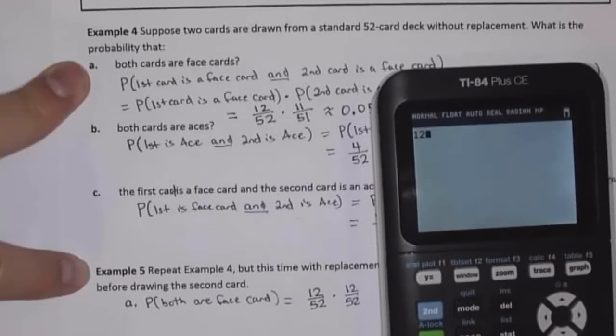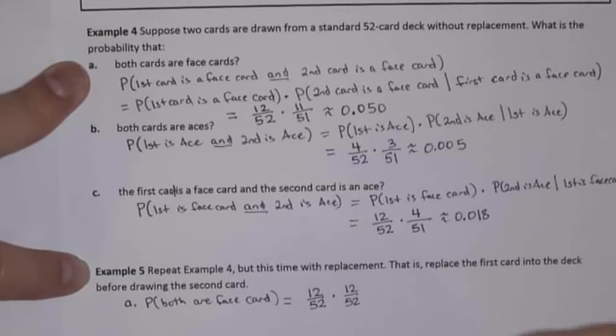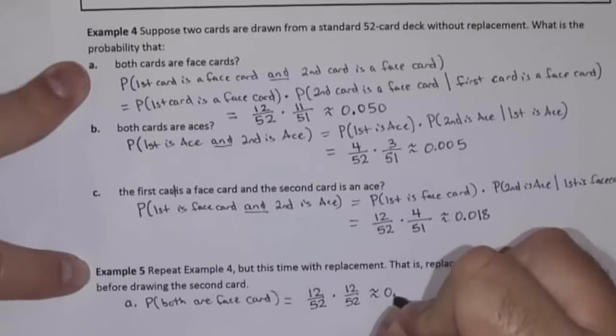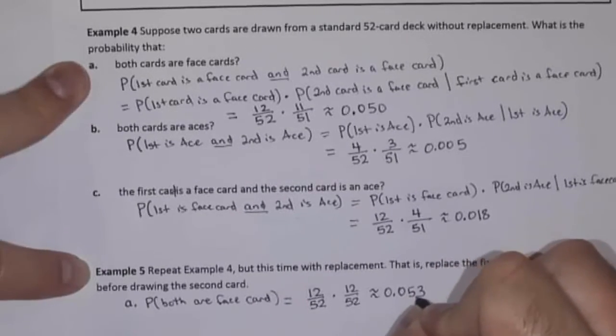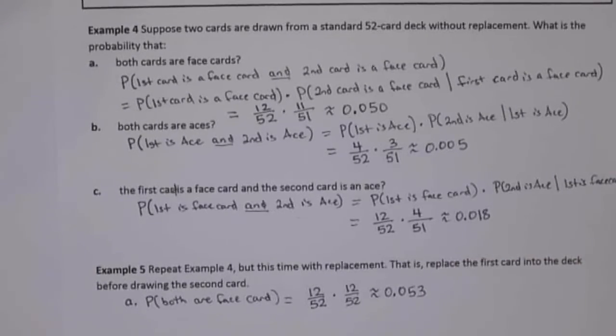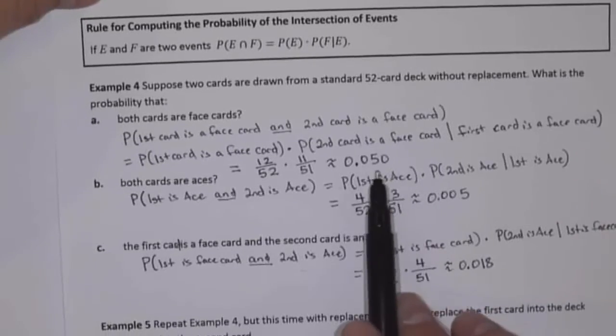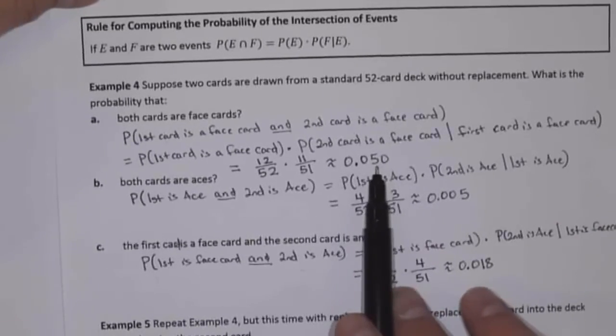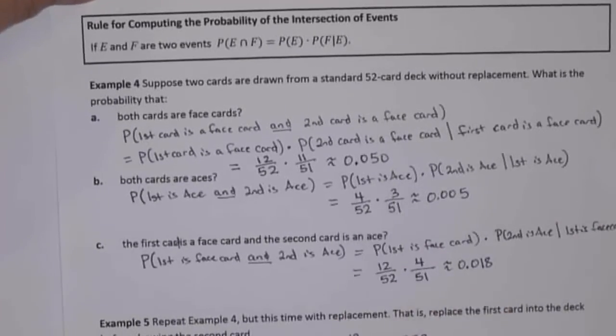So if I take 12 out of 52 times 12 out of 52, that is a 0.053 probability. So this is 0.053 if I replace the card back into the deck before drawing out. Now notice that's a little higher than what we got when we did not replace.